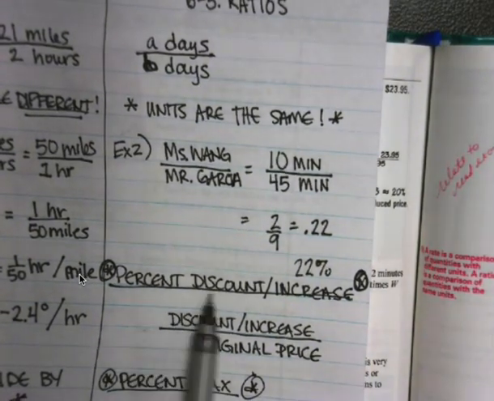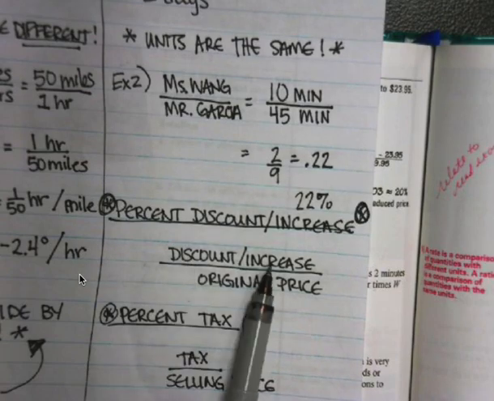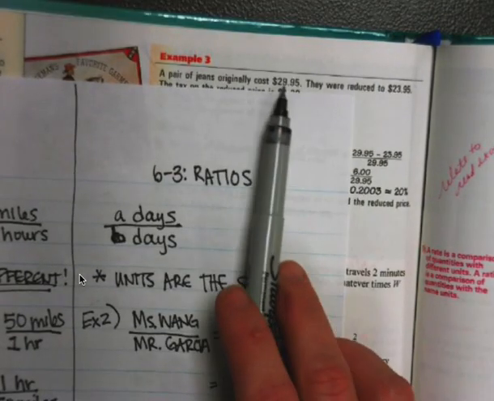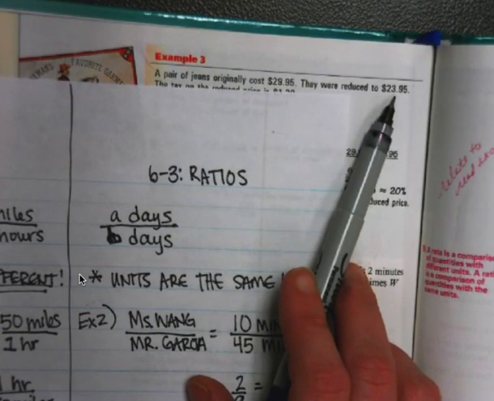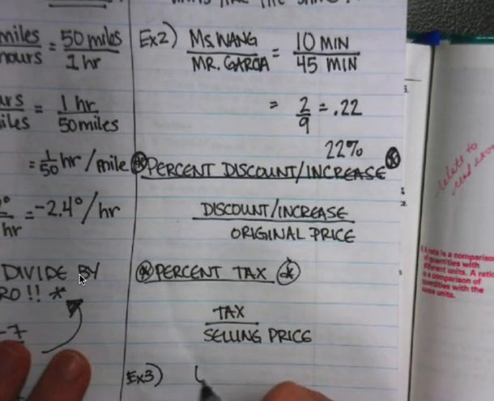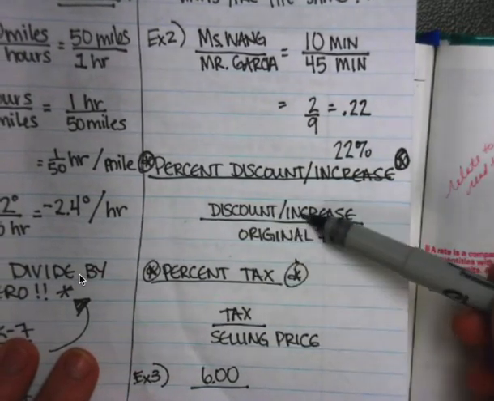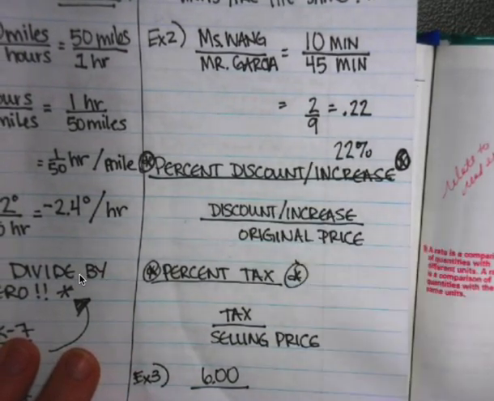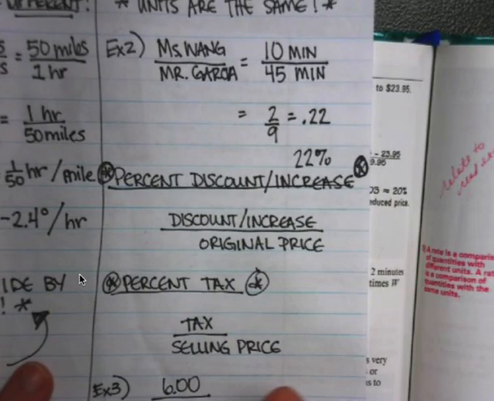Okay, so let's look at percent discount first. It says we need the ratio of the discount or increase. So I went from $29.95 to $23.95. That's a discount of $6. So I have my amount of discount or increase, okay? And then I need my original price. The original price was $29.95.